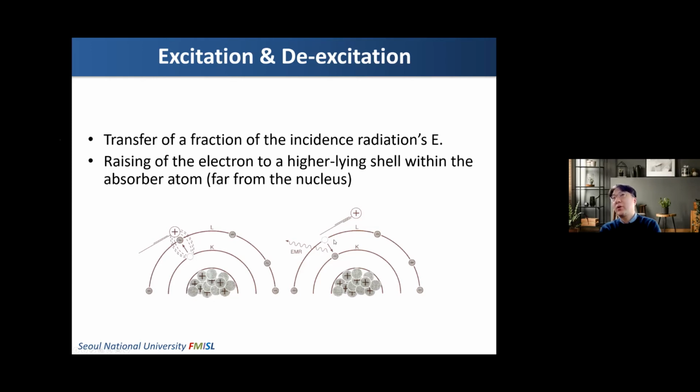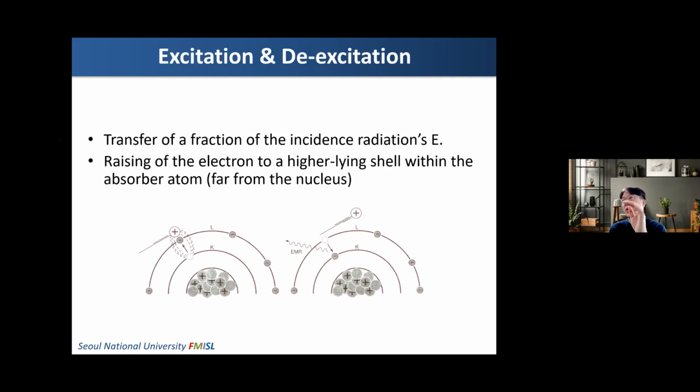As I told you, if there is a vacancy here, the characteristic X-ray can be generated. But this energy can also be used to expel some orbital electrons. And we call this orbital electron the Auger electron. So in summary, two different consequences happen.